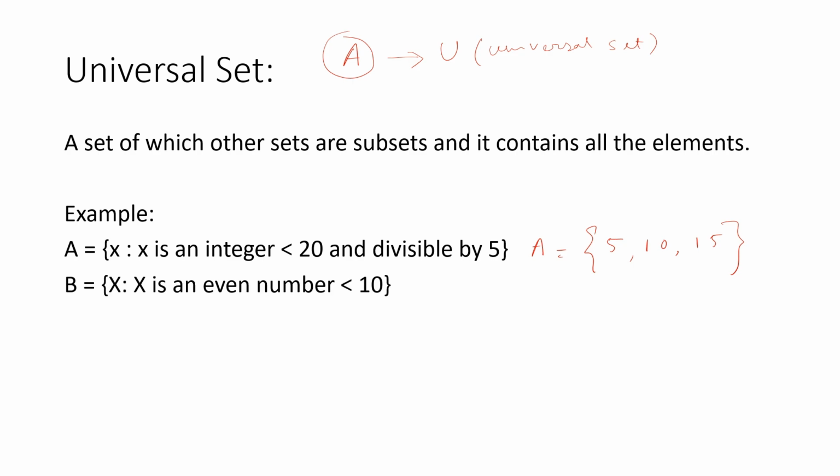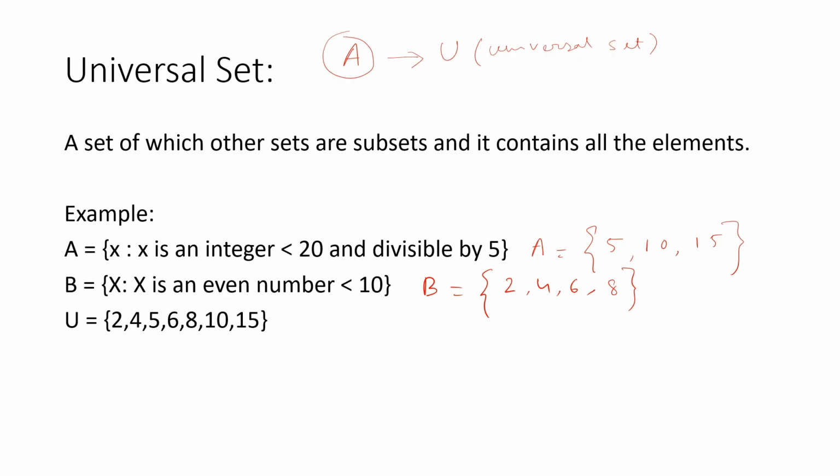Now set B says x is an even number which is less than 10. Then what are the elements in B? It is 2, 4, 6, and 8. So these are set A and set B. Now the set U contains the elements 2, 4, 5, 6, 8, 10, and 15.